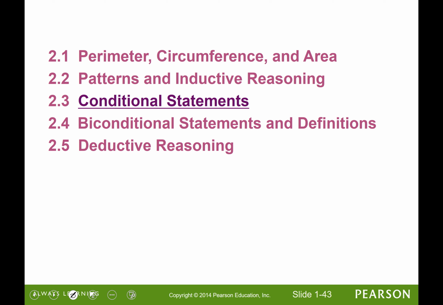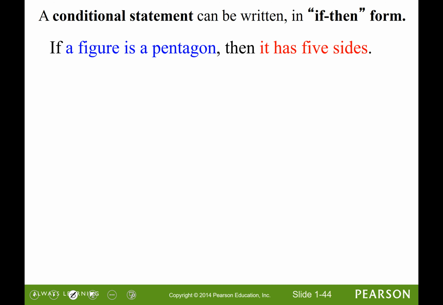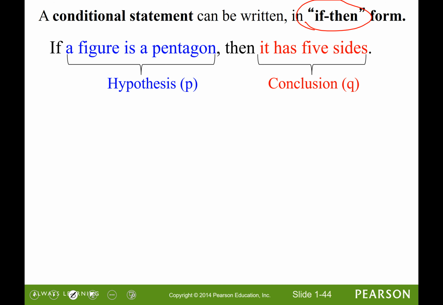All right, let's continue our discussion into section 2.3 on conditional statements. A conditional statement can be written in the if-then form. If something occurs, then something else will occur. If a figure is a pentagon, then it has 5 sides. A figure is a pentagon is the hypothesis, often denoted lowercase p, and it has 5 sides is the conclusion, often denoted lowercase q.